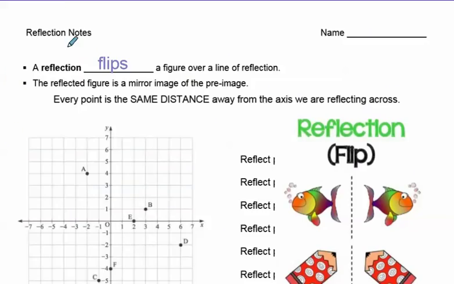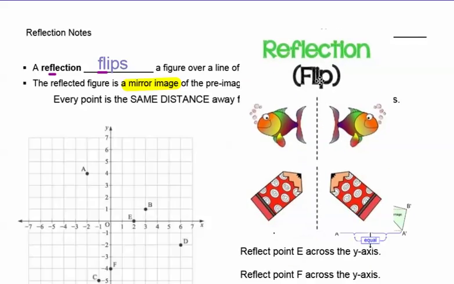So a reflection flips, remember FL, flips. A reflection flips a figure over a line of reflection. It is the mirror image of the pre-image. If we look at this picture over here, a reflection is a flip. If we're looking in the mirror, we're looking at our face, we're going to see our face back.